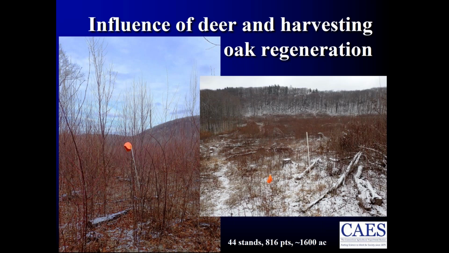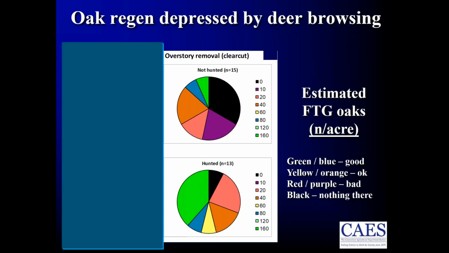We actually looked at deer, and we didn't look at deer density per se. We just looked at hunted versus unhunted areas and did regeneration counts. A little bit complicated, so I'll explain this. We looked at areas that had a shelterwood and then the final overstory removal. On top are areas that weren't hunted, and on the bottom were stands that were hunted. We put in regeneration plots, one every 2 acres, at least 15 for every stand.